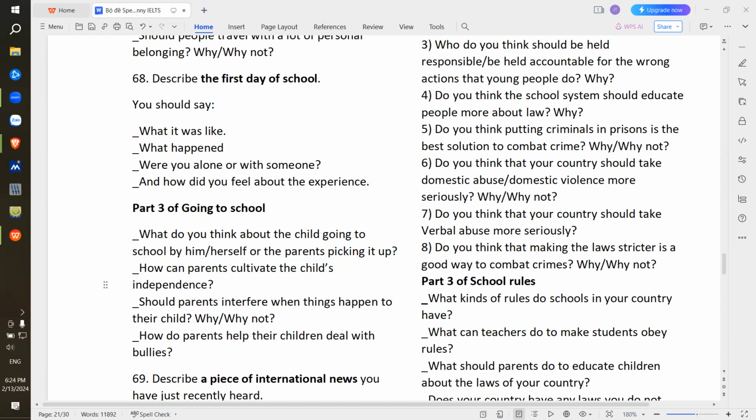Now, so how can parents cultivate a child's independence then? So the question is how?